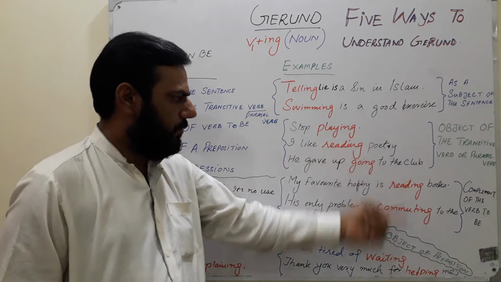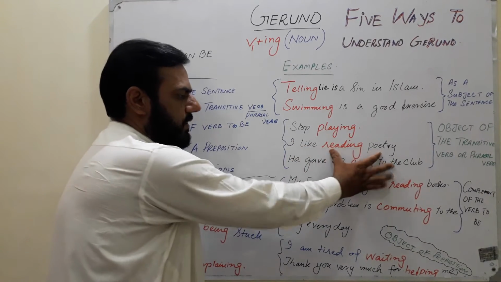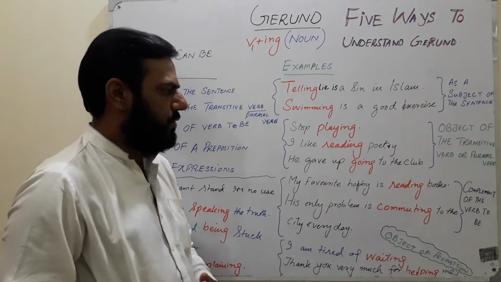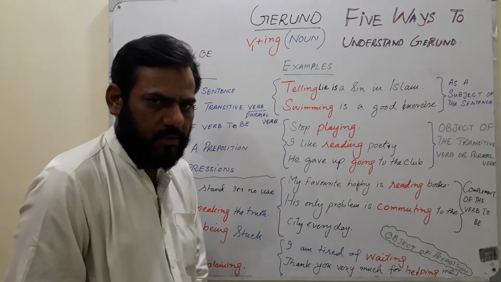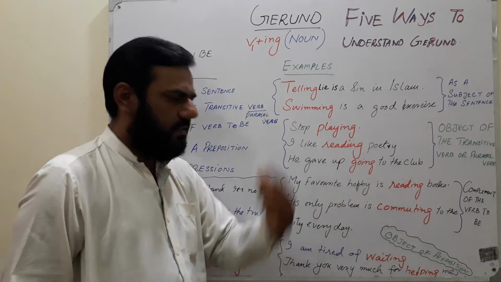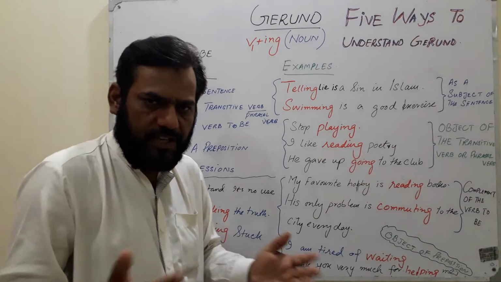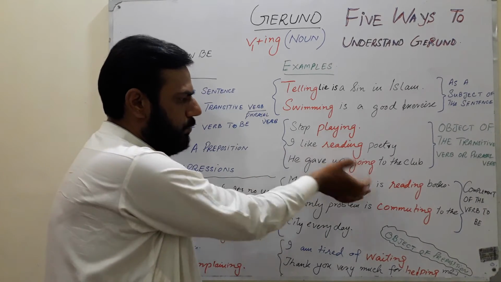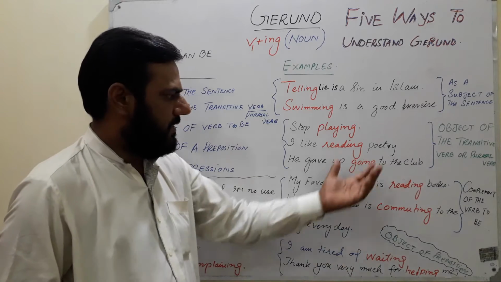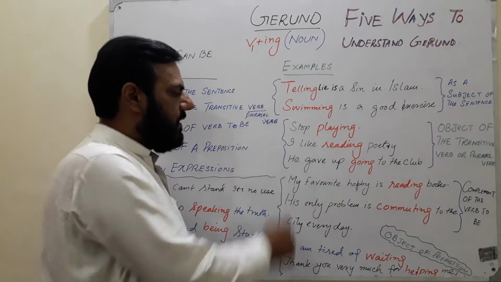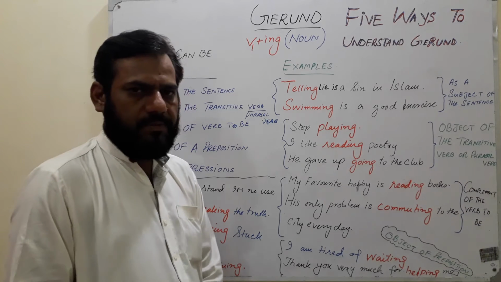Second, I like reading poetry. Reading is a gerund, and reading poetry, the whole phrase, has been used as an object. What tells about like? So, I like reading poetry. Reading is a gerund used in the sentence. If you convert it into the passive, you can say reading poetry is liked by me. It is possible.